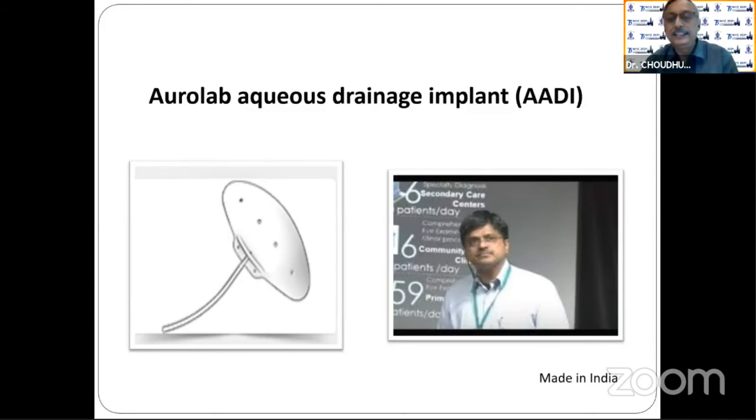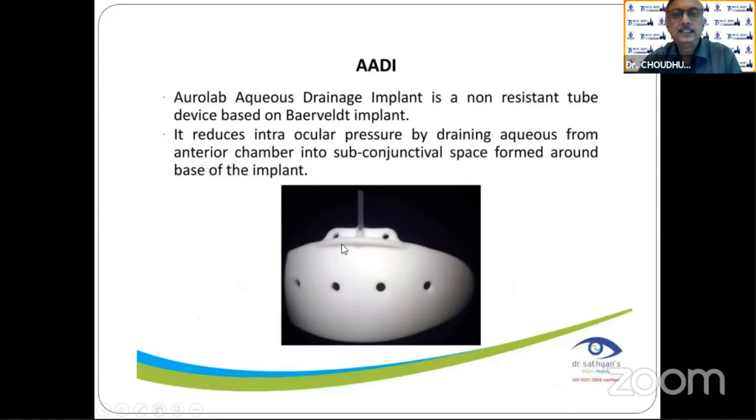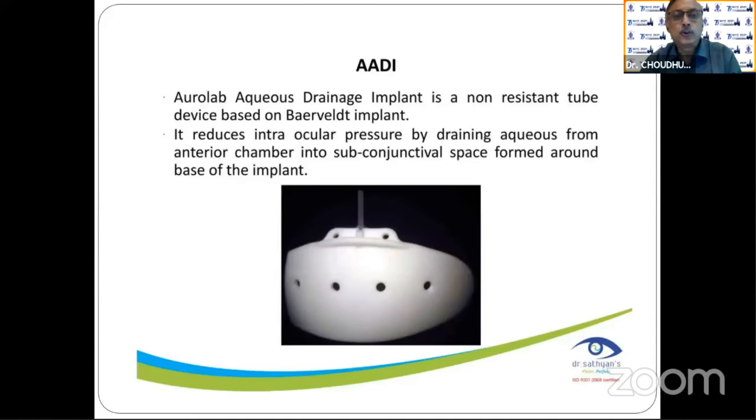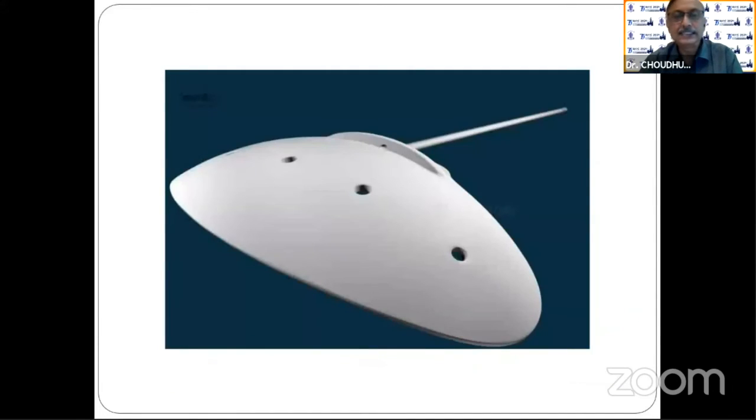Now coming to the Indian type, that's the made in India. This is the person, George Puthran, who made the aqueous drainage device same like that of the Baerveldt valve. So this is the Aurolab aqueous drainage implant, a non-resistant tube device based on the Baerveldt implant. It reduces the intraocular pressure by draining aqueous from the anterior chamber into the subconjunctival space.